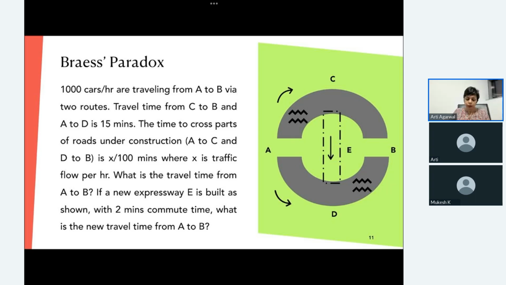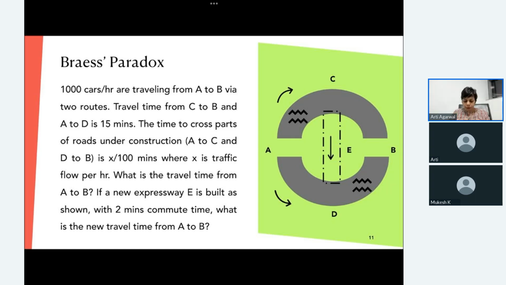Okay, and the next part is, if you build an expressway as shown in the figure, where traffic can only move from C to D via E, it cannot move from D to C. It can move only in one direction, C to D via E.